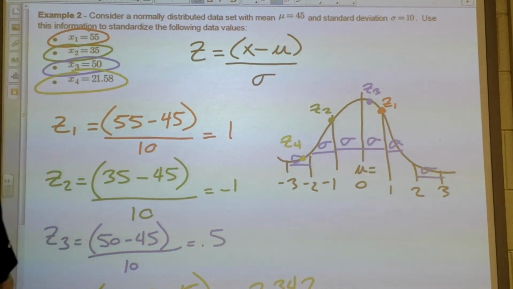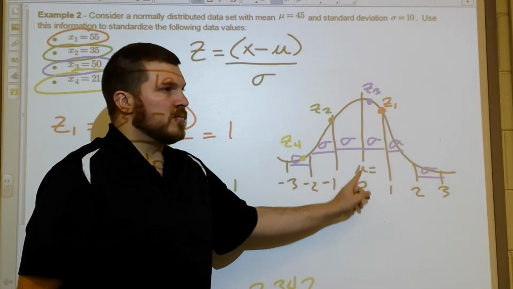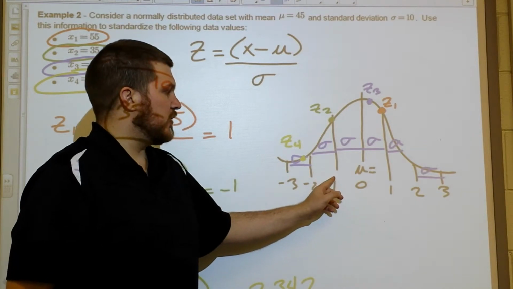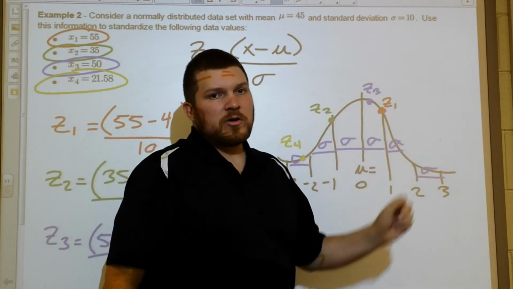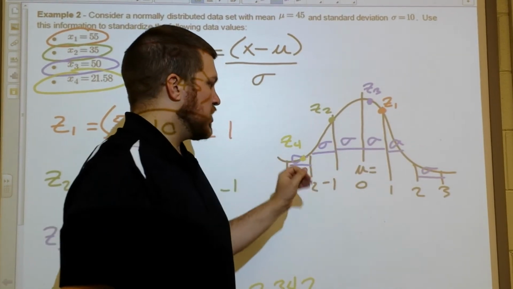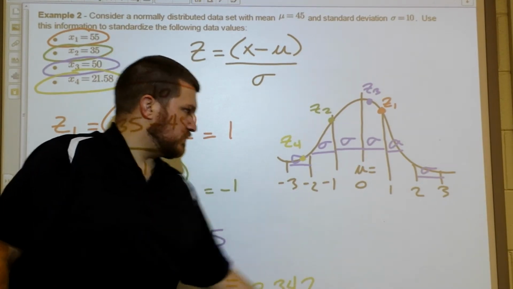So again, once you have standard scores, it's very easy to see, based on the mean being 0 and standard deviation being 1, where those data values fall on the normal curve in relation to the standard deviation and the mean. Let's do another example.